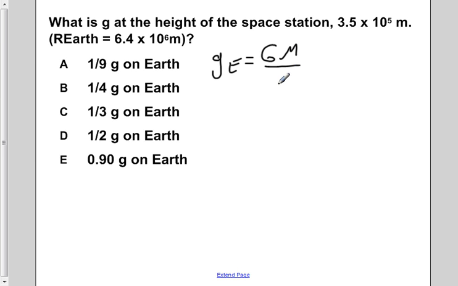GM over R squared. Now if we go for our space station, which is at a height h above the surface of the Earth, we would have G times M over R plus H, the entire thing squared.